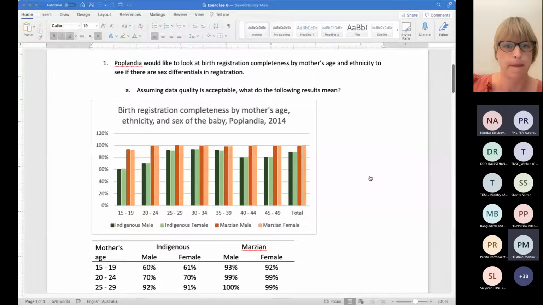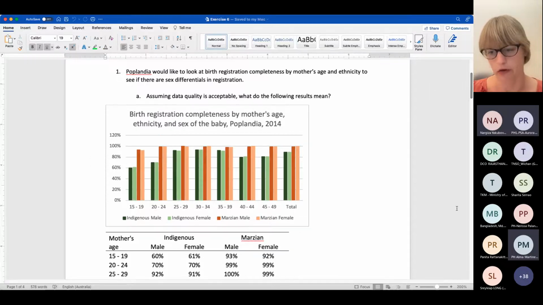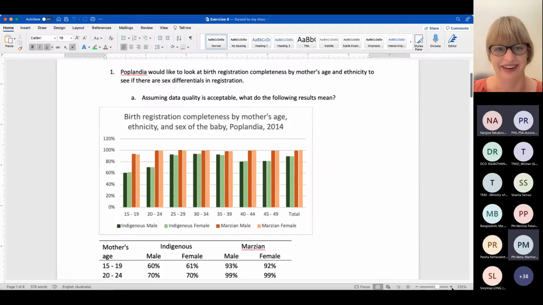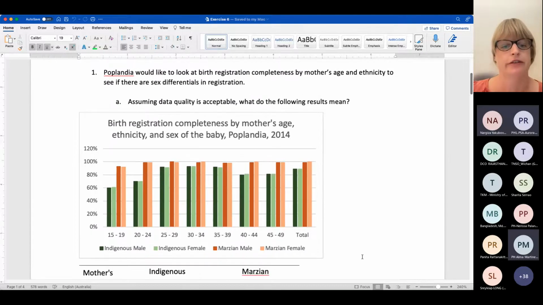I'm going to share the Word document, and we'll just keep doing kind of similar to what we were doing before. Looking at exercise 6, again, this is on your Google Drive. It's getting late here. So we're looking at exercise 6, question 1, and now we're talking about birth registration.